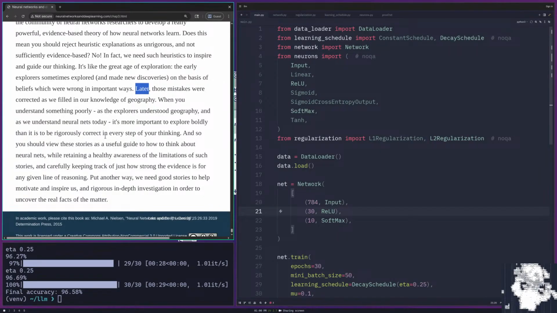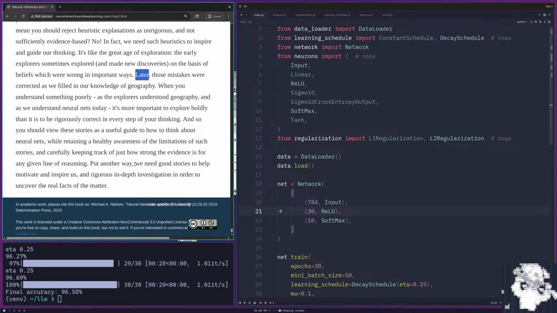And so you should view these stories as a useful guide to how to think about neural nets while retaining a healthy awareness of the limitations of such stories, and carefully keeping track of just how strong the evidence is for any given line of reasoning. Put another way, we need good stories to help motivate and inspire us, and rigorous in-depth investigations in order to uncover real facts of the matter.